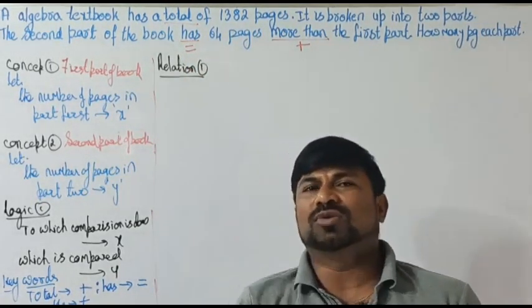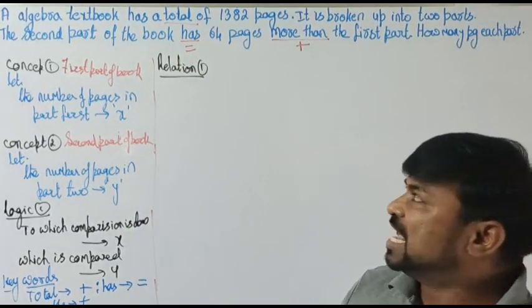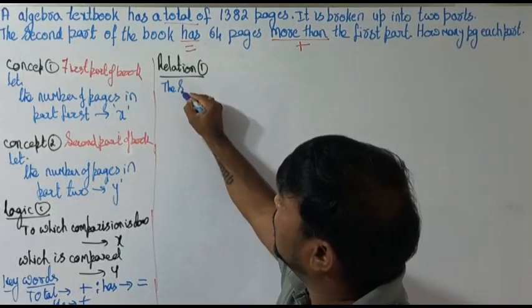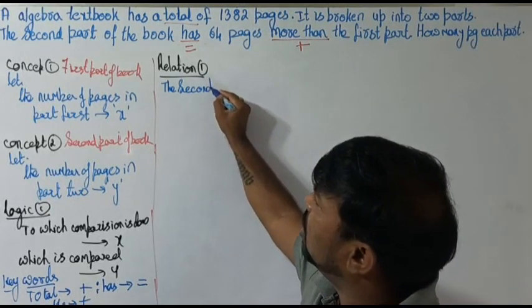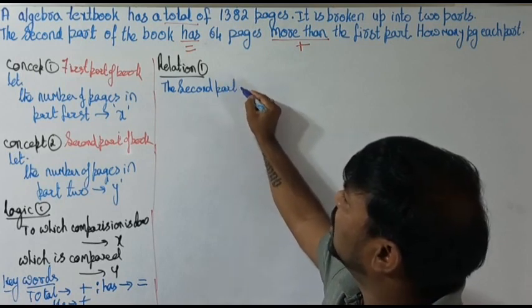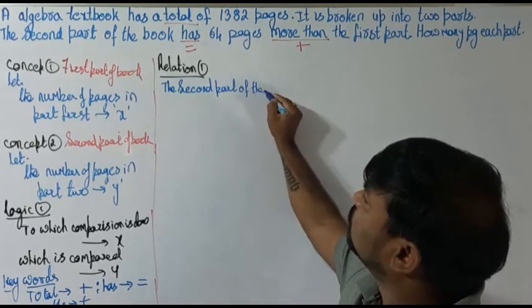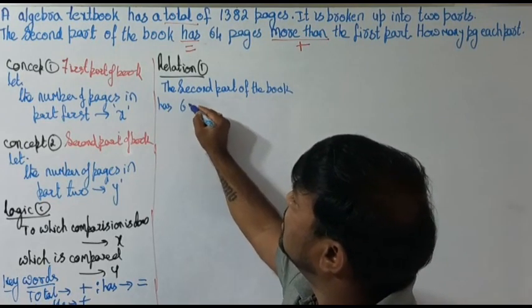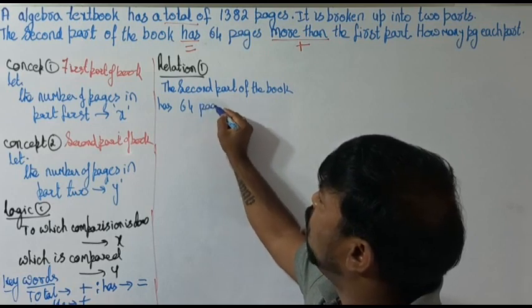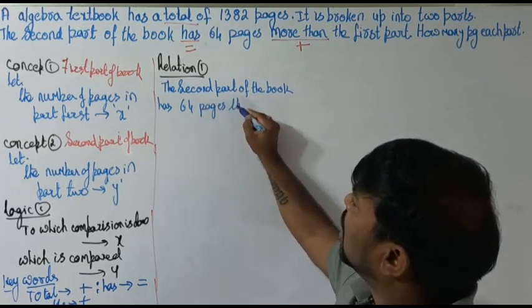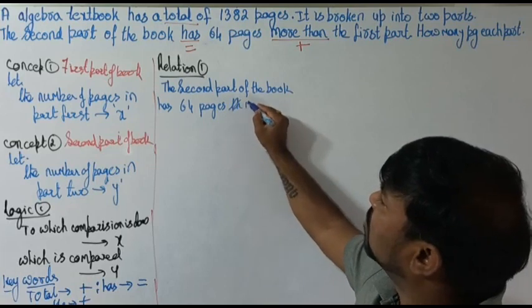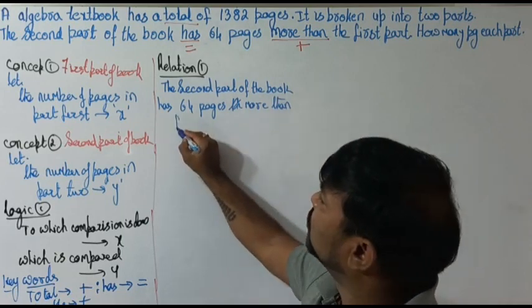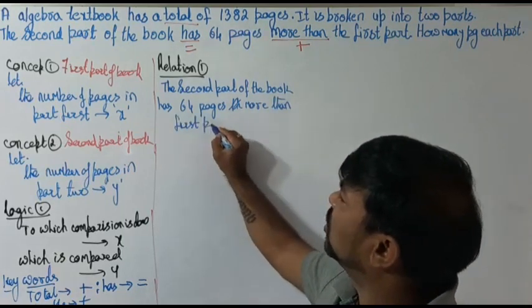Basing upon those three keywords, let's set the relation. What is the relation he has given? He says the second part of the book has 64 pages more than the first part. This is the relation he has given.